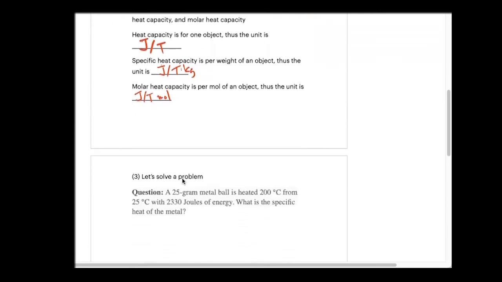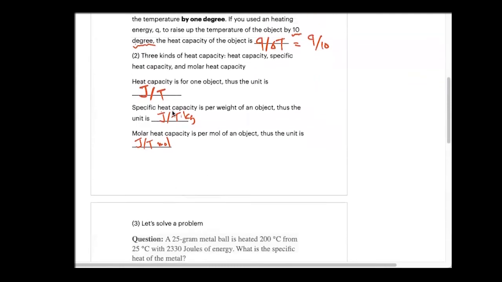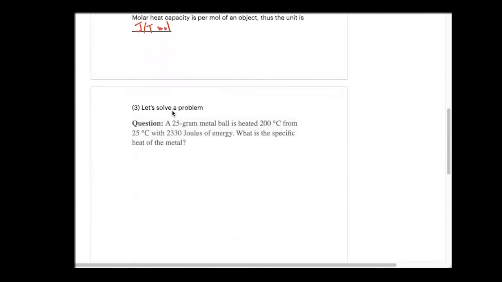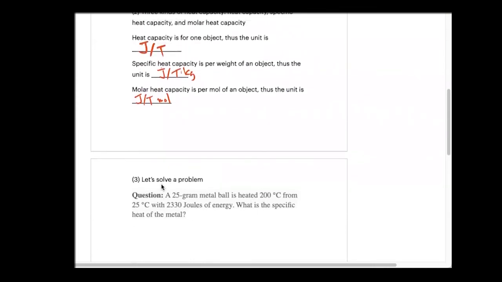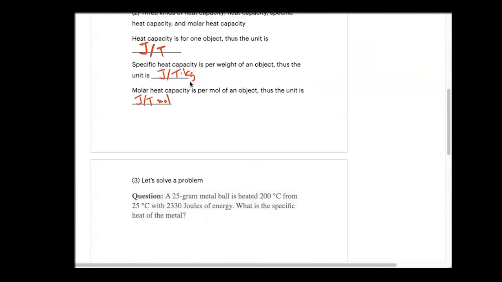So it's pretty simple. Let's solve a problem just using the knowledge that you just learned here. A 25-gram metal ball is heated to 200 Celsius degrees from 25 Celsius degrees with 2,330 joules of energy. What is the specific heat of the metal? So this is specific heat, so you are going to use this one.